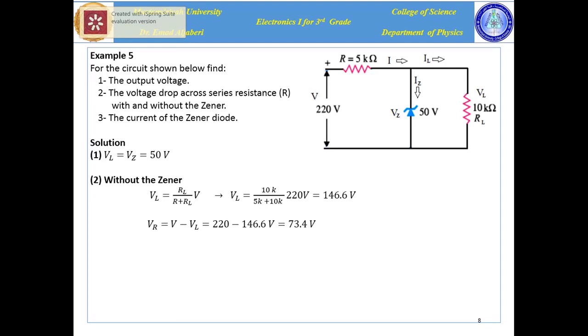The second: without the Zener, VL is calculated from the voltage divider because V sub Z is 0. So VL is equal to this ratio, RL over RL plus R, times the input voltage V, which leads to V sub L equal to 146.6 volt. VR is the difference between V input and VL, so this is equal to 73.4 volt.